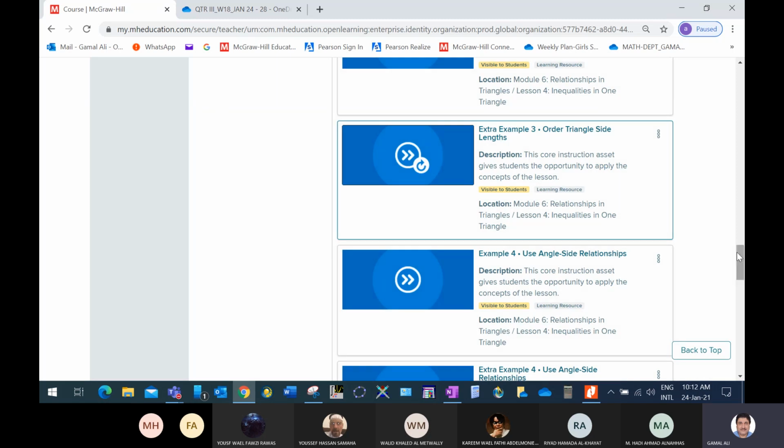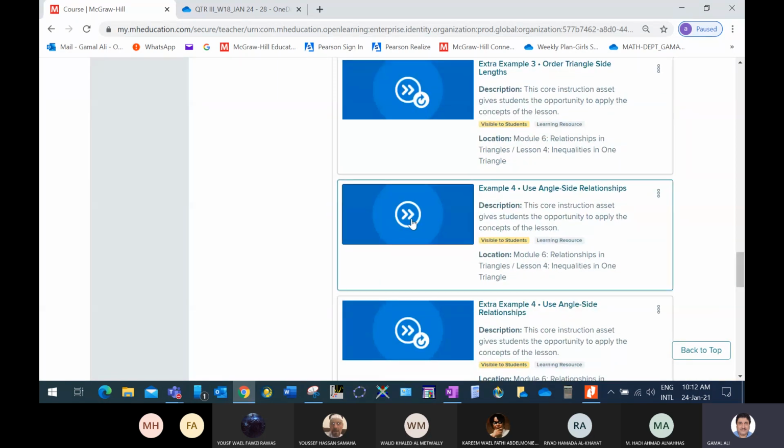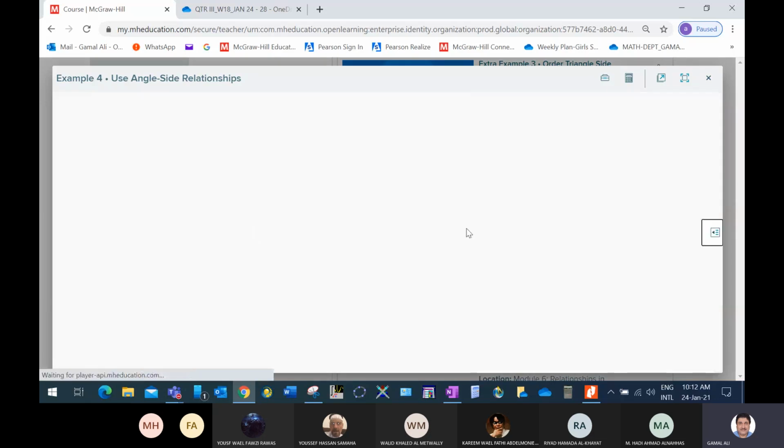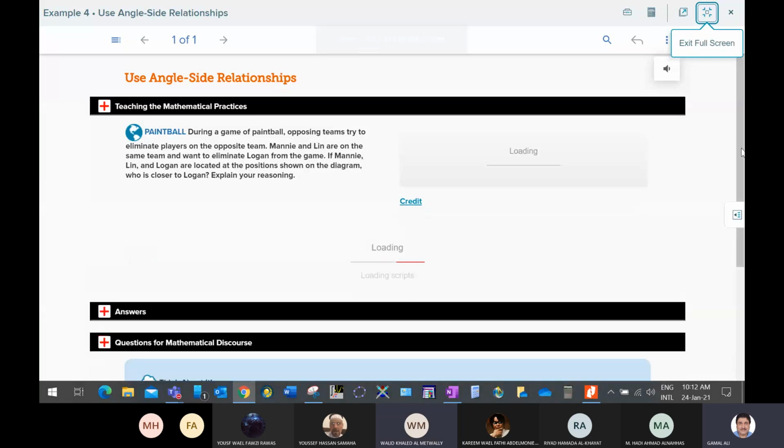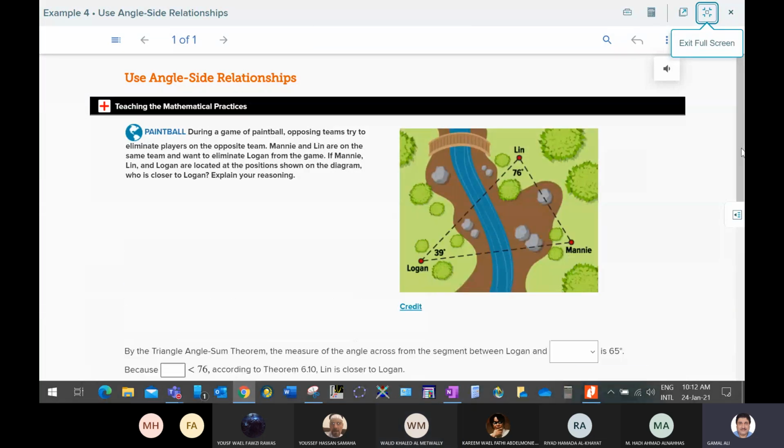Example number 4 for Walid. Walid, are you ready, mister? Naif, how are you? Can you see the figure, Walid? Yes, mister. Can you read it?